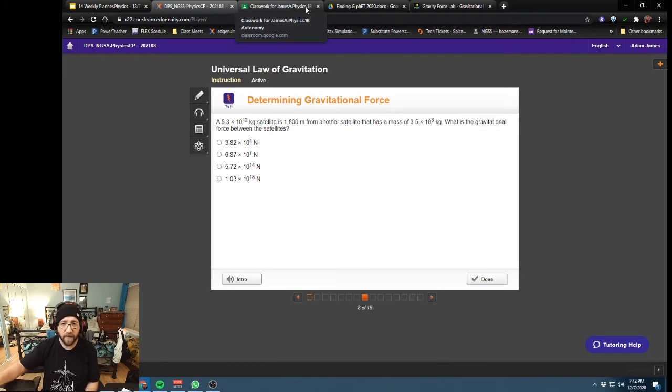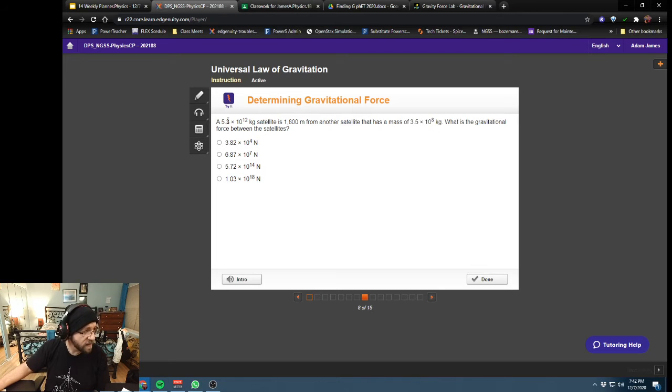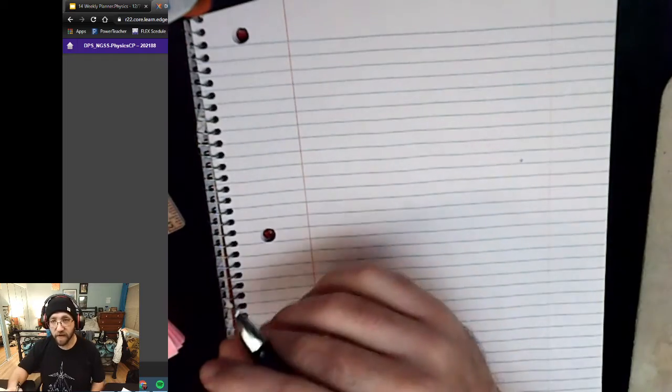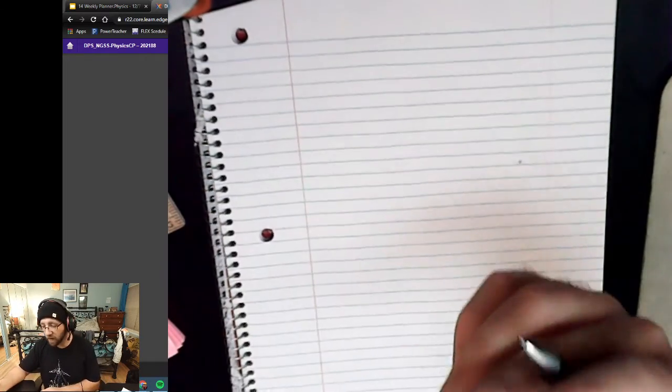So you can see the problem I've got up here. Determining gravitational force. A 5.3 times 10 to the 12th, that's 5 million millions, kilogram satellite is 1,800 meters from another satellite that is 3.5 times 10 to the 8th. What is the gravitational force between the satellites? All right. So let me get this other camera going. We're going to have to switch back and forth a little bit, but that's fine. Actually, I'm just going to read it on my other screen, even though it's blocked for your recording.